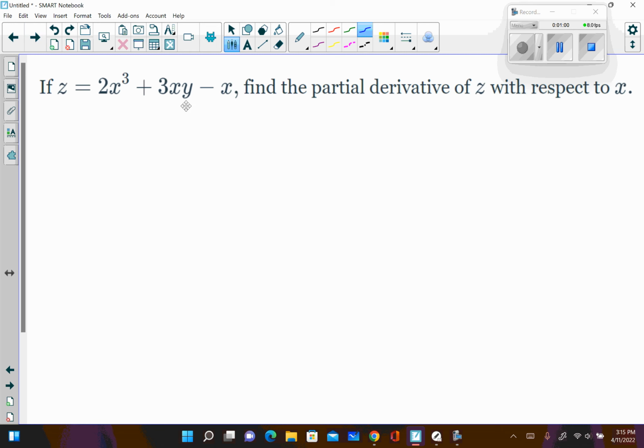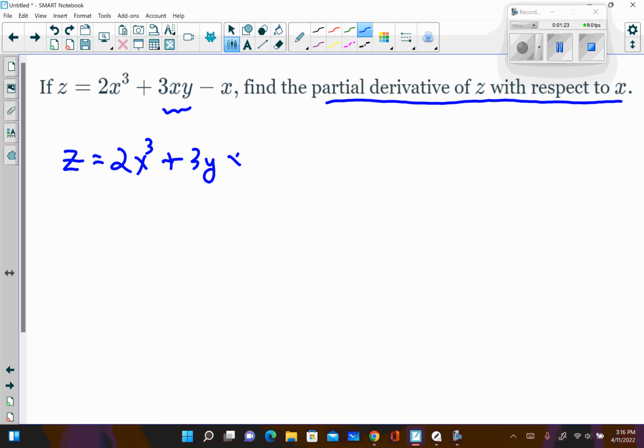Z is a function of x and y. The partial derivative of z with respect to x, symbolized z with an x subscript, means pretend y is a constant. So before we do this, we're going to rewrite the given z equals 2x cubed. I'm going to rewrite this term in the order 3y times x.